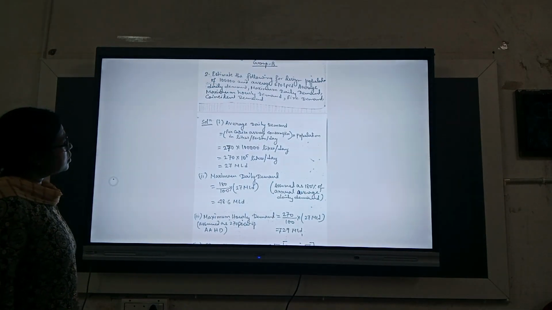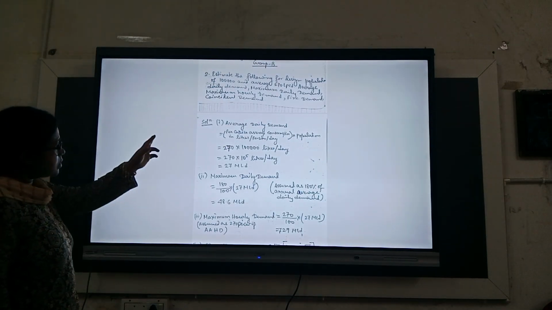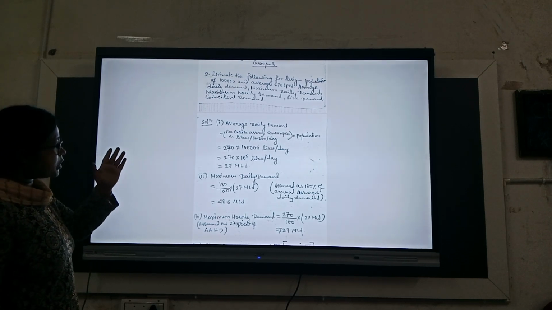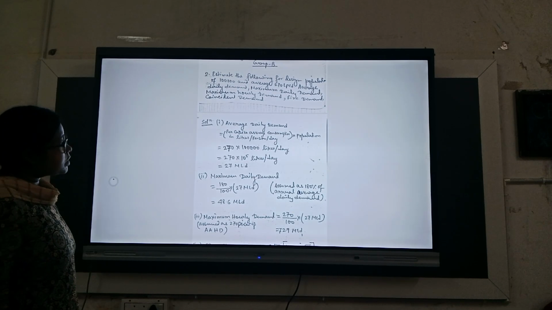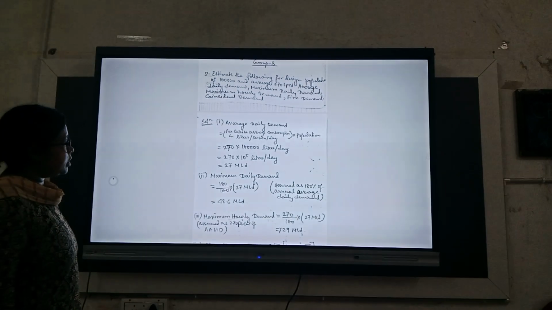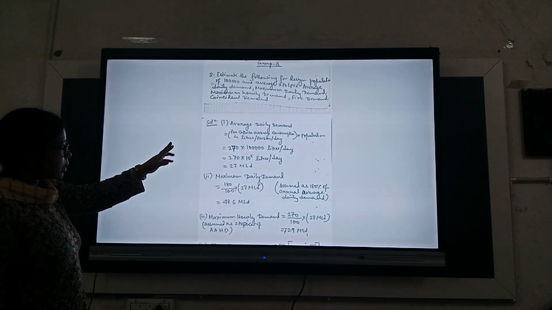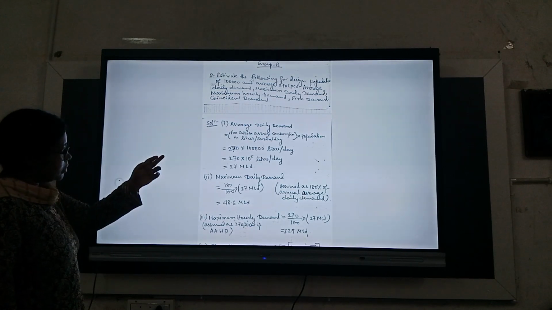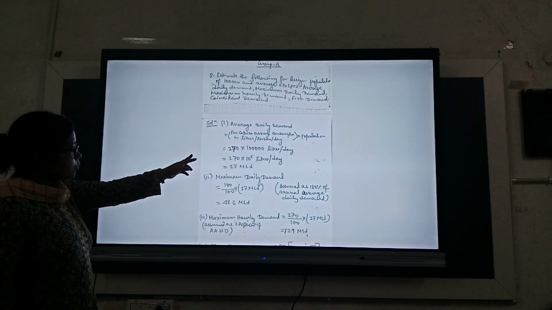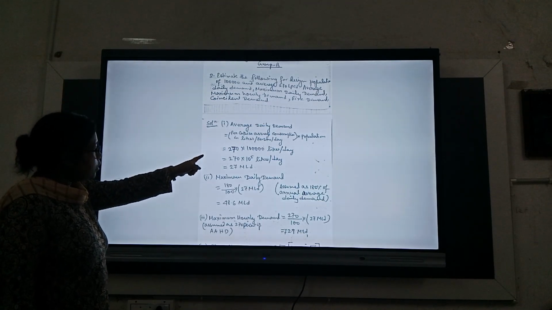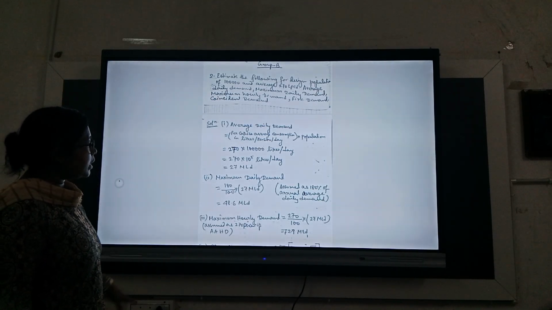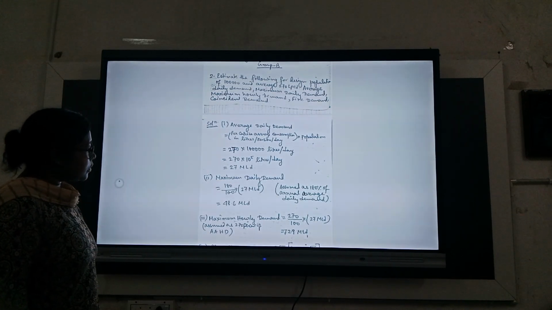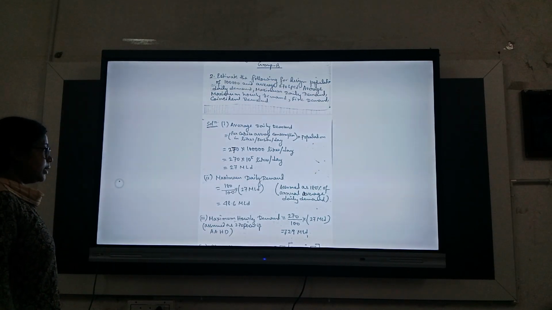Now, the solution. First, the average daily demand. The formula for average daily demand is per capita average consumption, that is in liters per person per day, multiplied by population. The per capita average consumption is already given in the question, and population is also given, so we have to multiply these two. 270 into 1 lakh liters per day, then we are converting it into million liters per day, that is MLD. So we get the answer as 27 MLD.